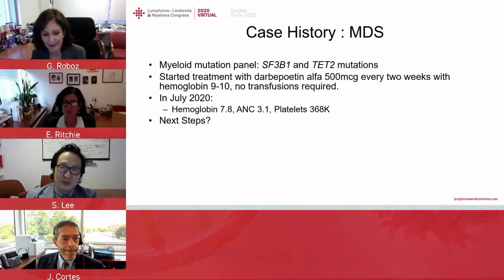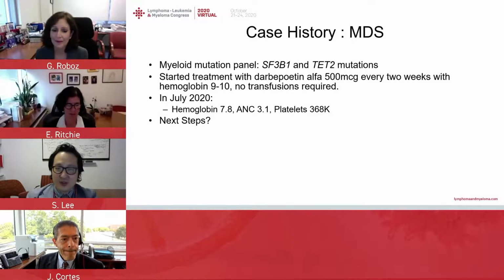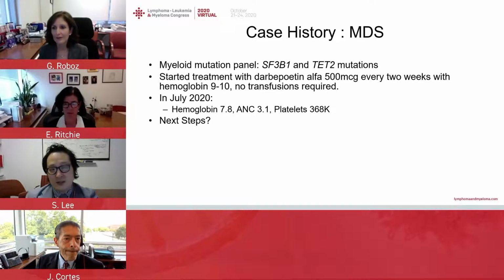So this patient did have the ring sideroblasts and the SF3B1, and it seems from the neutrophils and platelets that the patient still had low risk MDS, just not responding to the darbepoetin alpha. So I discussed luspatercept given the new data and approval. The patient was amenable. We started luspatercept, and the starting dose is 1 milligram per kilogram. I started her on a standard dose, and after one cycle, her hemoglobin went up to 10 and remains at 10 or so.